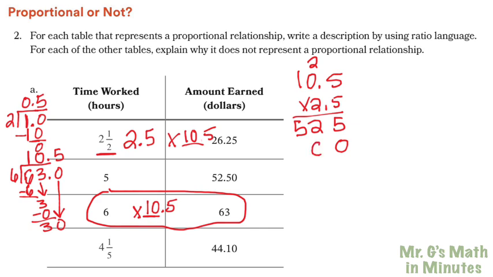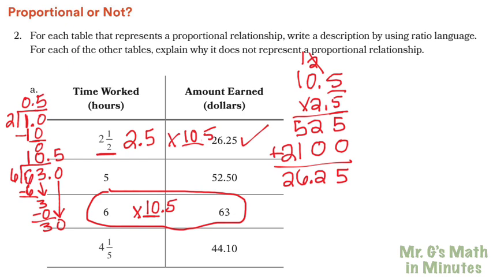We got 2 times 5 is 10. Carry that 1. 2 times 0 is 0 plus 1 is 1. And then 2 times 1 is 2. We add this up. We got 2 numbers behind the decimal in our problem, so we need 2 in our answer. I get 26.25, which is the right number that we're looking for.